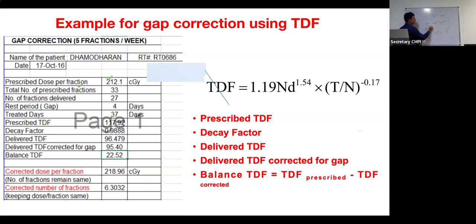So for this 22 TDF, you then have to either increase the number of fractions or the dose per fraction to balance and get the 22 TDF. That is the correction that we follow. So dose per fraction you can increase, or number of fractions. Number of fractions, of course, needs to be an integer, so sometimes you need to have an approximation.